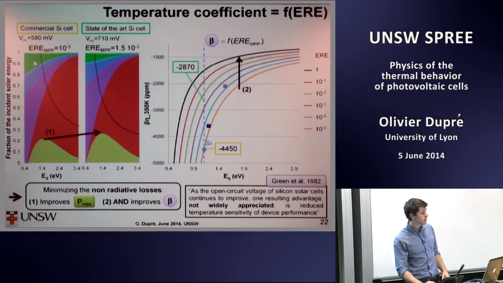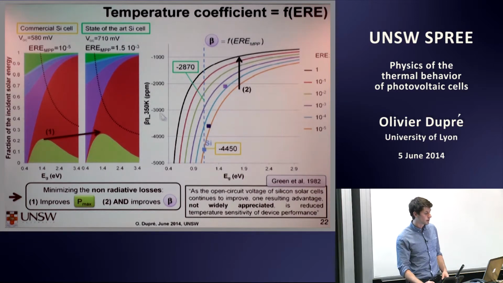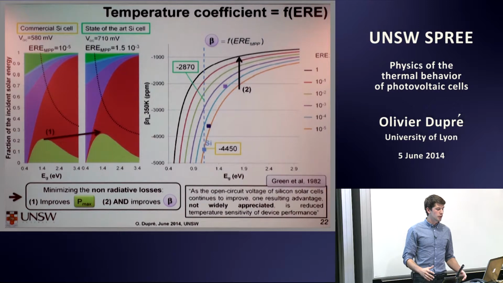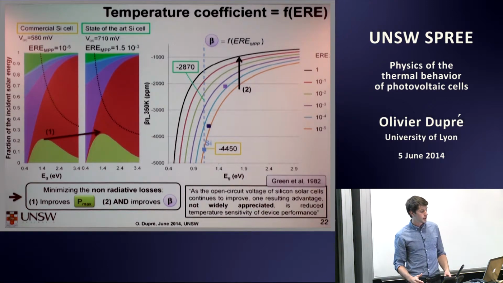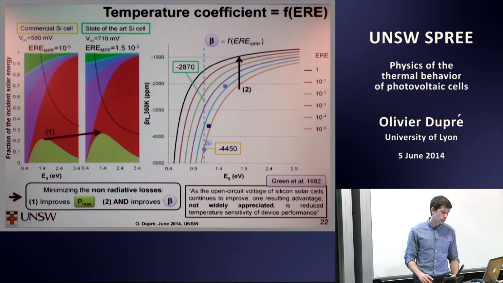But as we are reducing this loss, we're reducing the ratio once again of the loss that depends upon temperature. So we're once again reducing the temperature coefficient of the cell. So minimizing the non-radiative losses improves the efficiency and improves the temperature coefficient. And that has been noted already some time ago by Green.